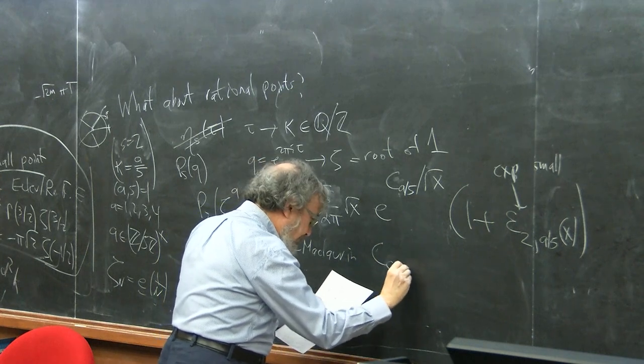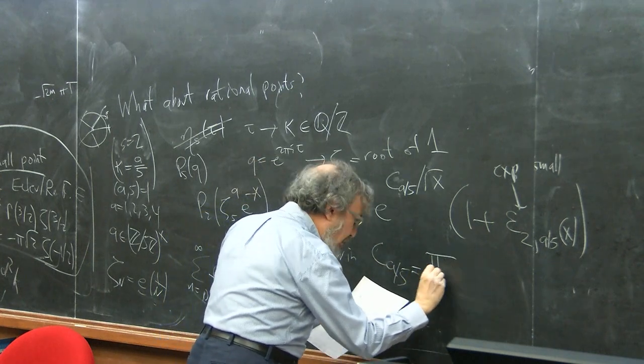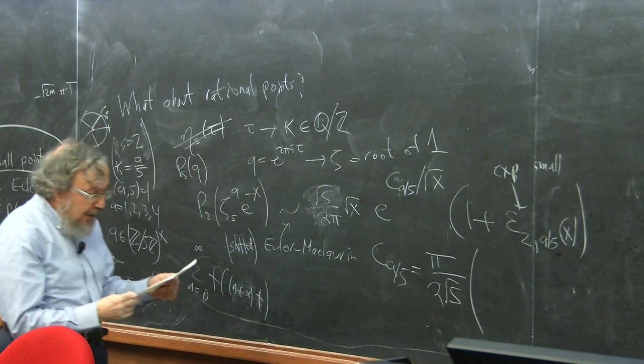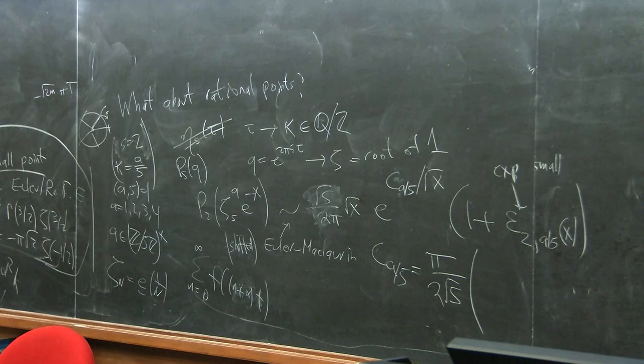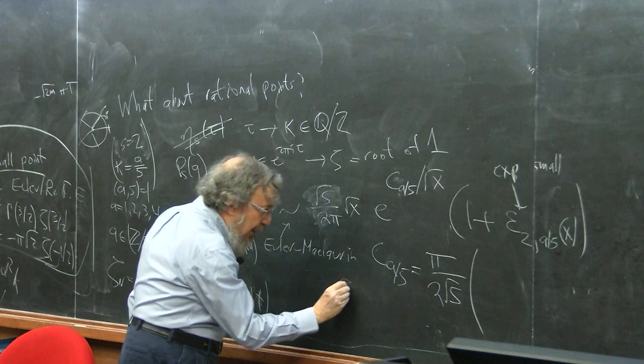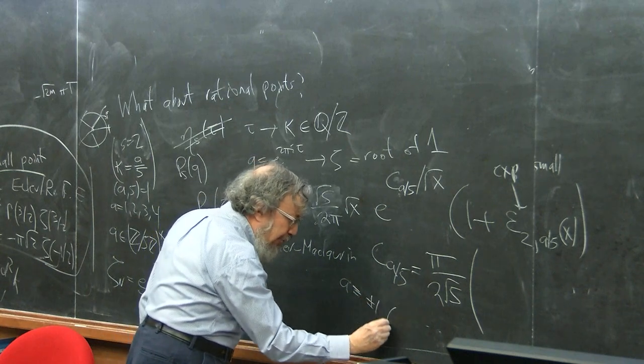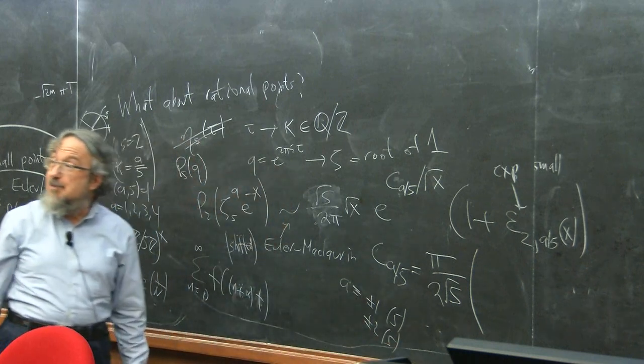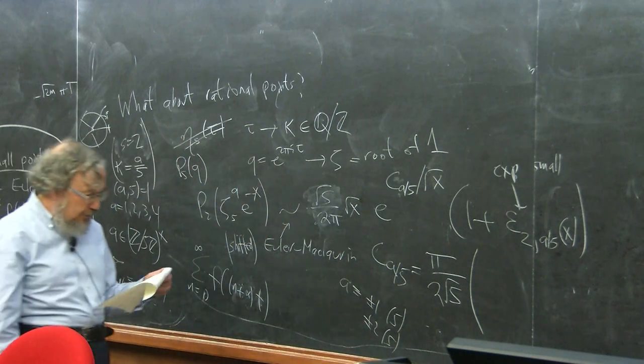C_{a/5} is the following number. It's pi, when you work it out with Euler-Maclaurin. It takes on two values depending whether a is plus or minus 1. It's even. So a is either plus or minus 1 mod 5, or it's plus or minus 2 mod 5, which happens to be quadratic residues and non-residues. It depends on the Legendre symbol.